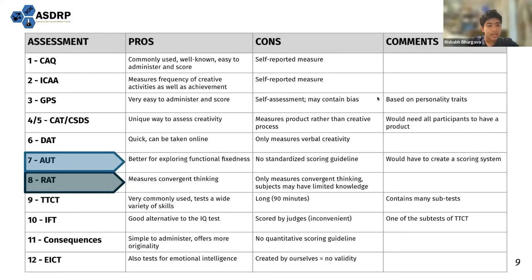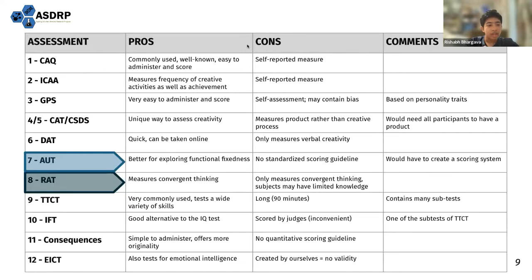Next, we have the AUT, or the alternate use task. One thing that's really good about it is it measures and explores functional fixedness. However, one of the biggest problems with this task is that there's no scoring guideline. One version of this task is actually used in the TTCT. However, in that there's a specified scoring guideline, and that requires expert judges.